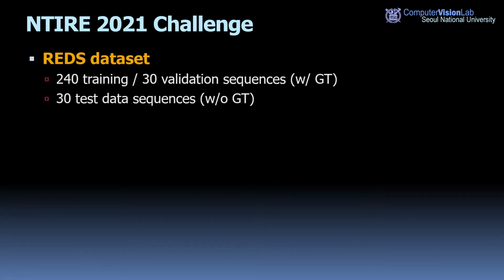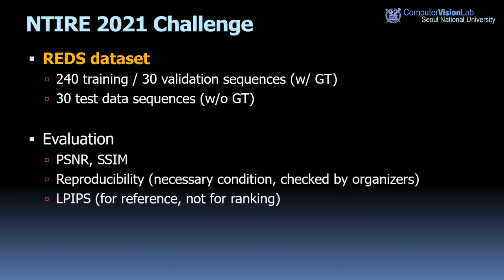During the challenge, the REDS dataset is provided with 3 subsets. The training and validation datasets were given with the corresponding ground truth images. In contrast, the test data was only provided with the input images. The challenge participants were asked to use the training set to train their models and the validation set for development feedback. The submitted solutions were evaluated with the conventional PSNR and SSIM metrics. The reproducibility was checked by the organizers in a unified environment. For further analysis, LPIPS score was also provided for reference purposes.